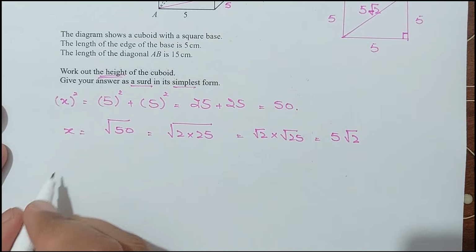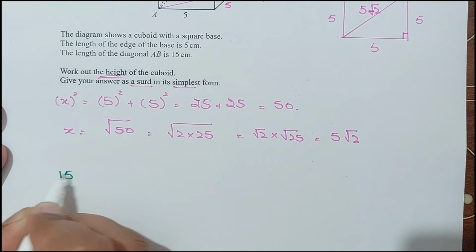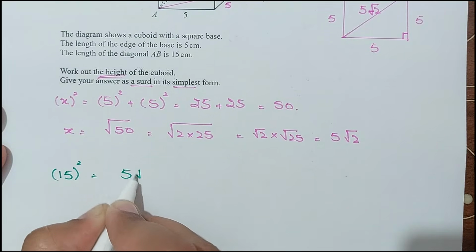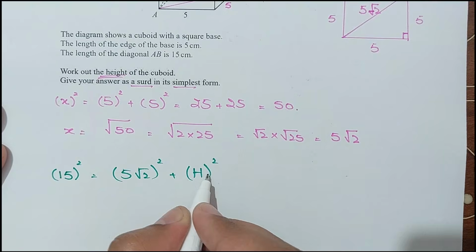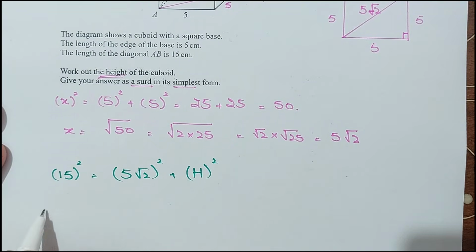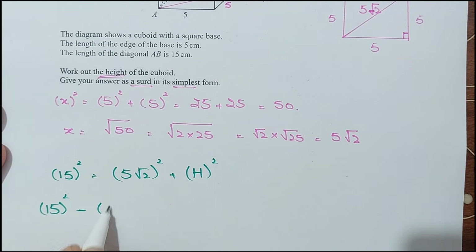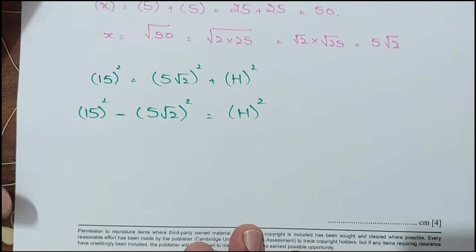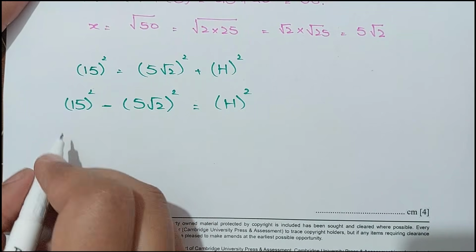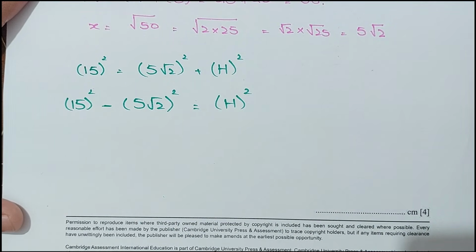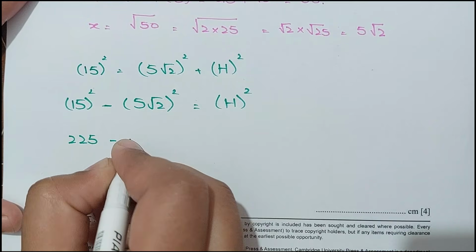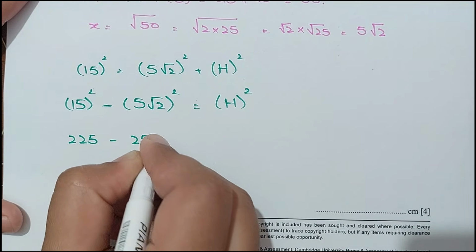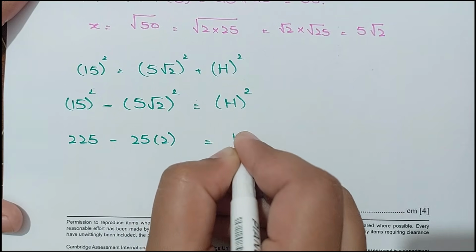Let's work on it. Again, a Pythagoras theorem. 15 is the hypotenuse, the base is 5 root 2, take it square, and the height, its square. So to solve for height, shift this term on the other side. 15 square minus 5 root 2, its square. This would be the height. Okay, so now we have 15 square is 15 times 15. This is 225. 5 square is 25 and root 2 square is just 2. This would be equals to height square.